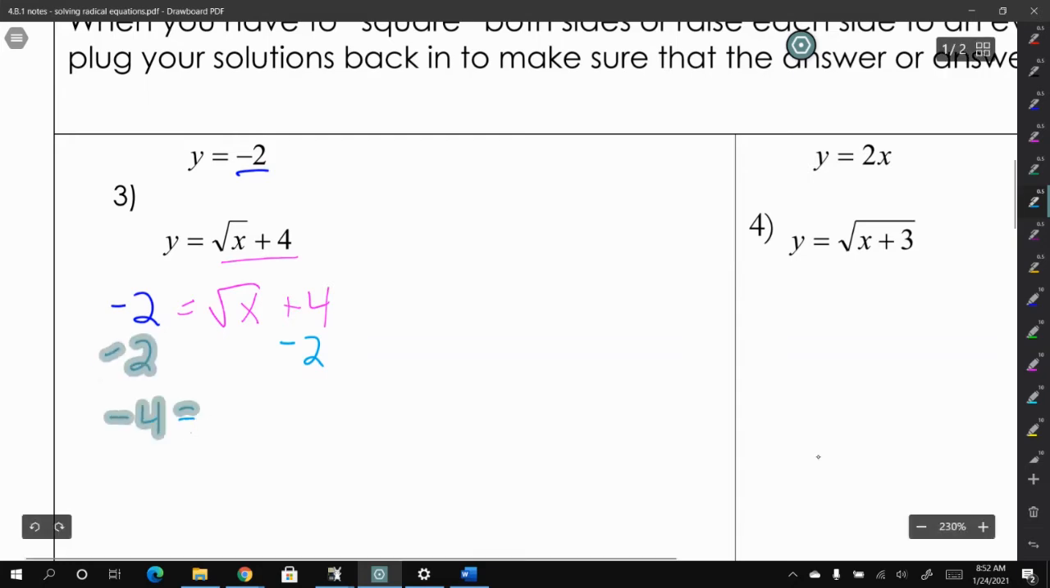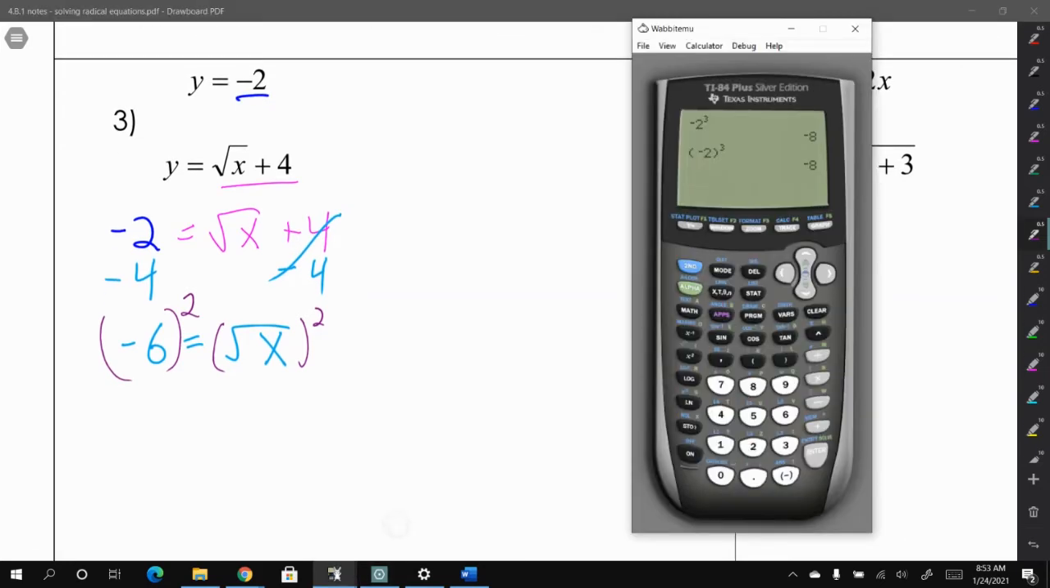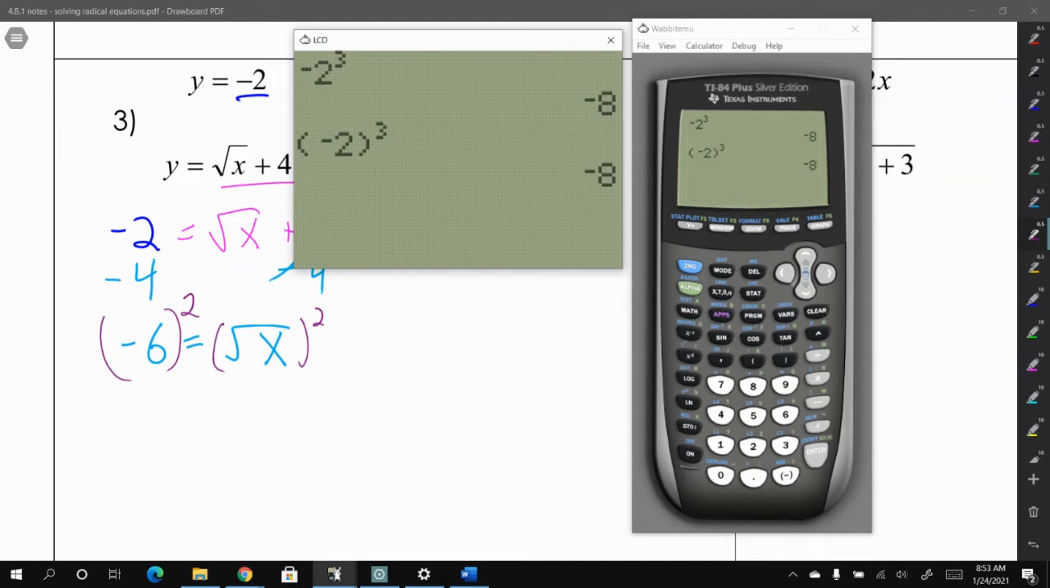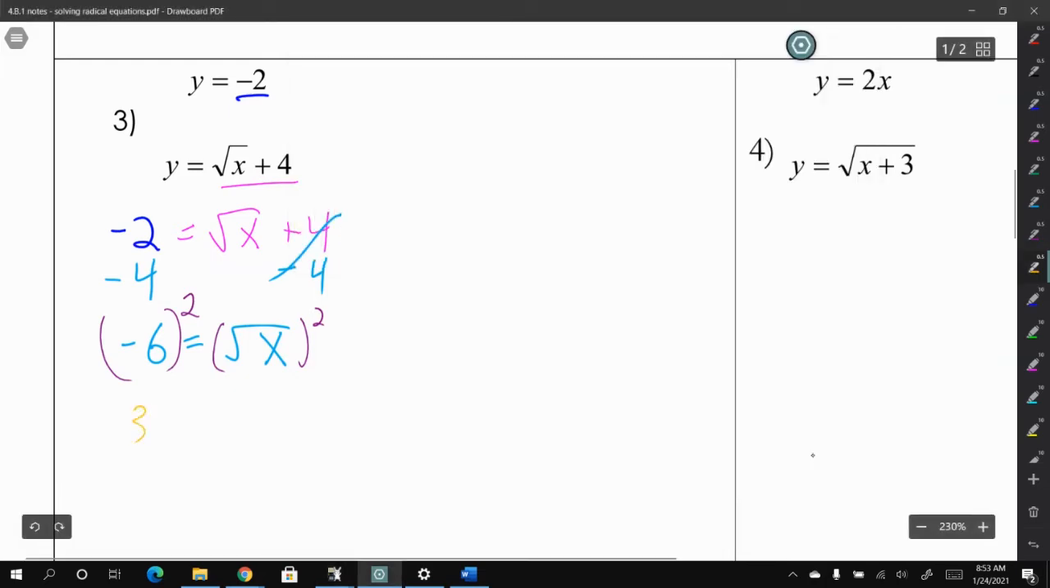Whoops. Let me redo that. We're going to subtract 4 from both sides. -2 minus 4 is -6 equals the square root of x. And we'll square both sides. And this is where I was talking about if you don't do parentheses, you're going to get the wrong answer. Watch, -6 squared is -36, but (-6) squared is +36. So 36 is equal to x.